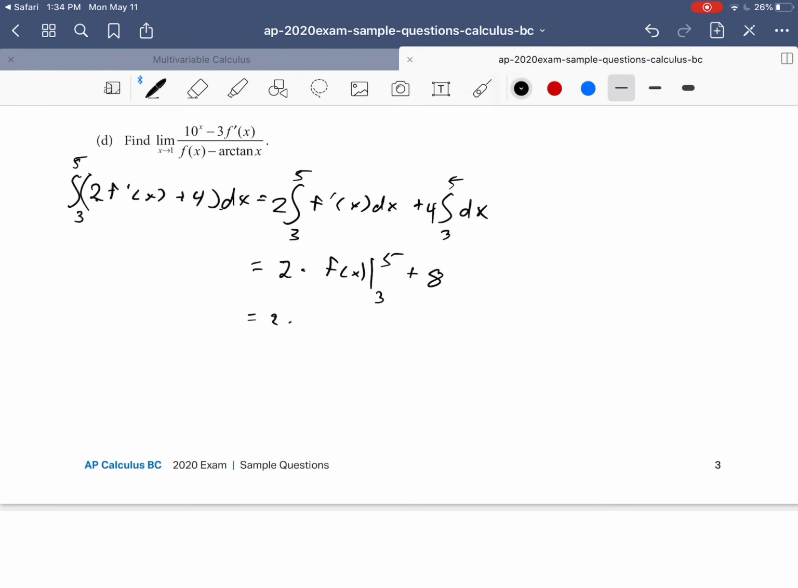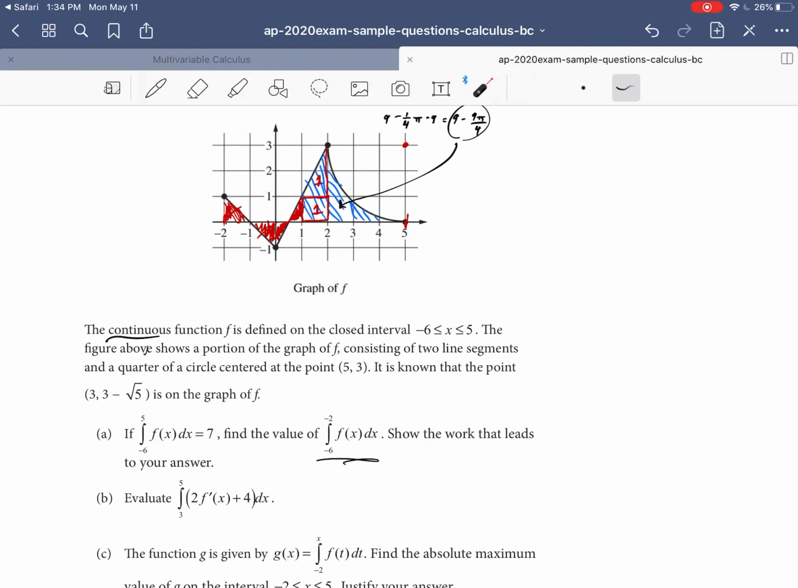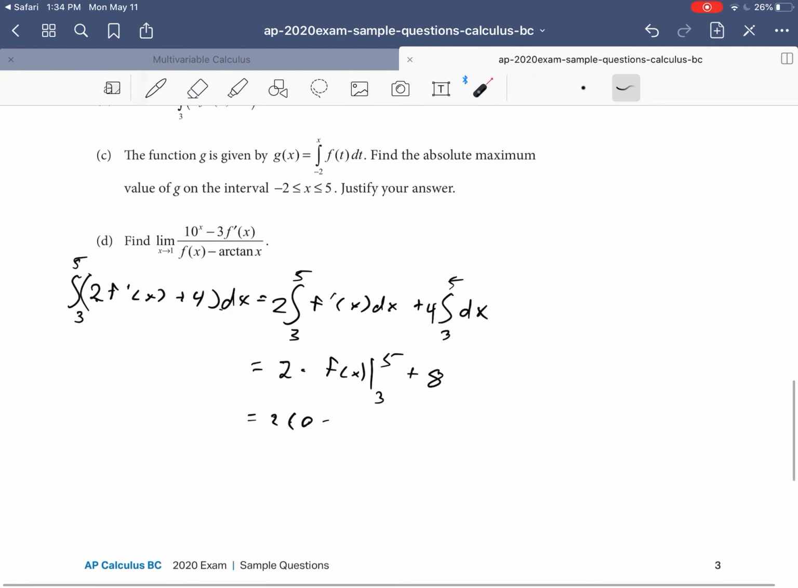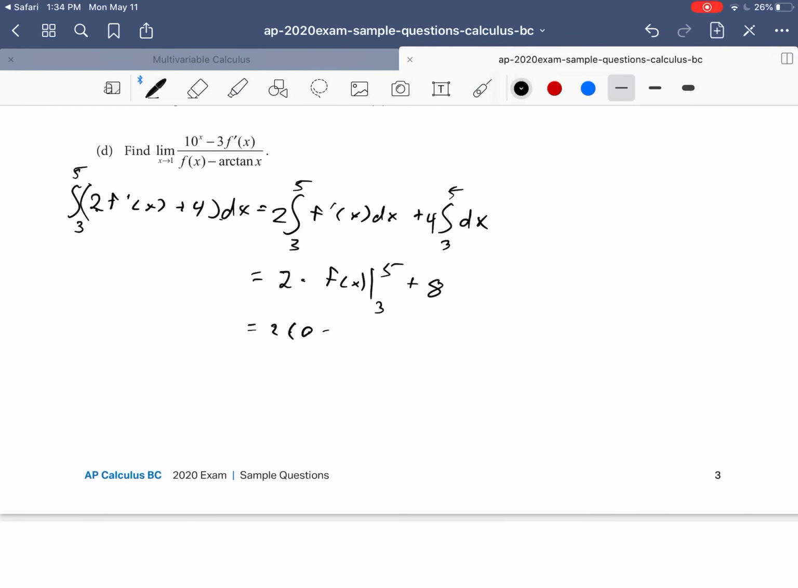Okay, so now what is f of 5? F of 5 is this point right here, that's just 0. Okay, so 2 times 0 minus f of 3. They tell us that the point 3 comma 3 minus root 5 is on there. So f of 3 is 3 minus root 5. So we have 2 times negative 3 plus root 5, plus 8.